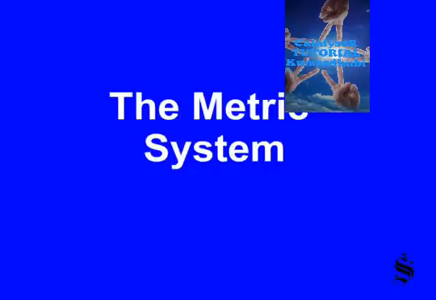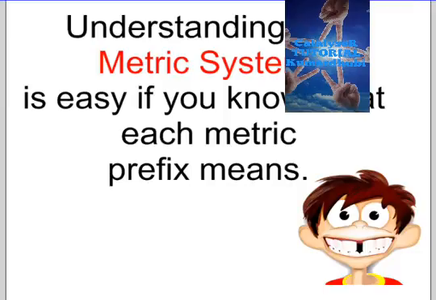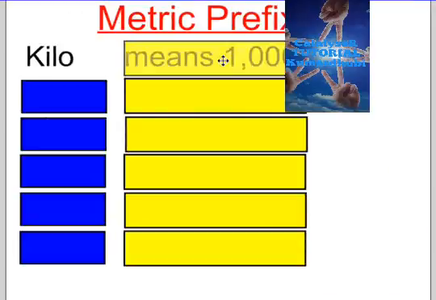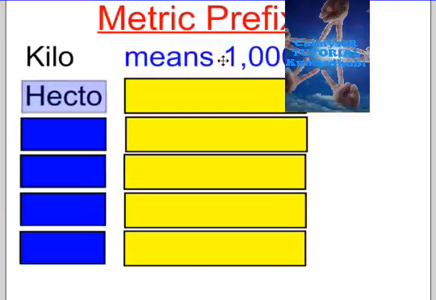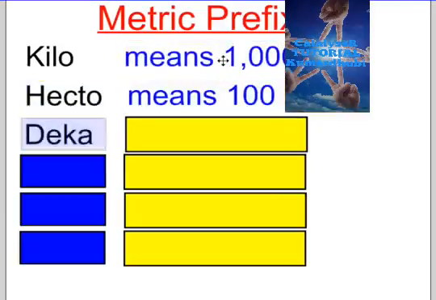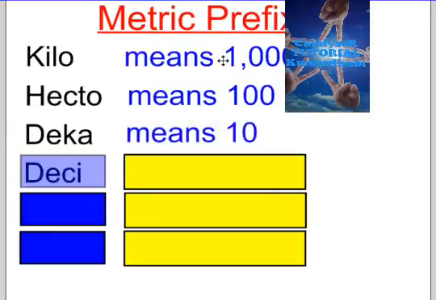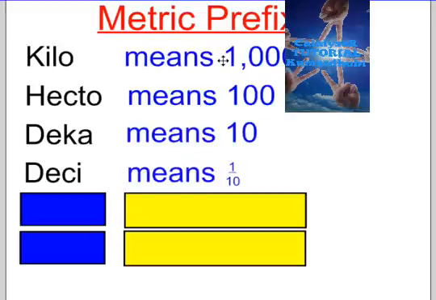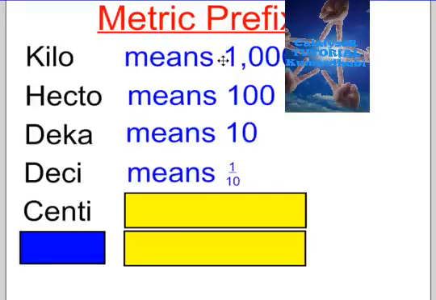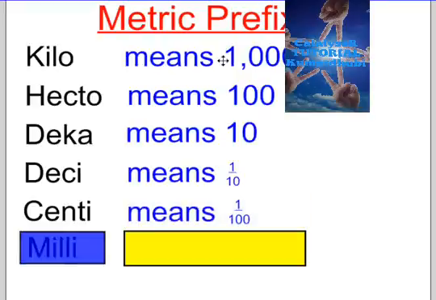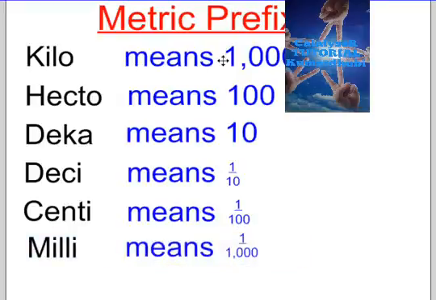The metric system. Understanding the metric system is pretty easy if you understand what the various prefixes mean. For example, we have kilo, which means 1,000, hecto, which means 100, deca, if you think of a decade has 10 years, deca means 10. Then you have deci, which is 1/10. You have centi, and if you think of there's 100 cents in a dollar or 100 years in a century, it means 1/100th. And milli means 1/1000th.